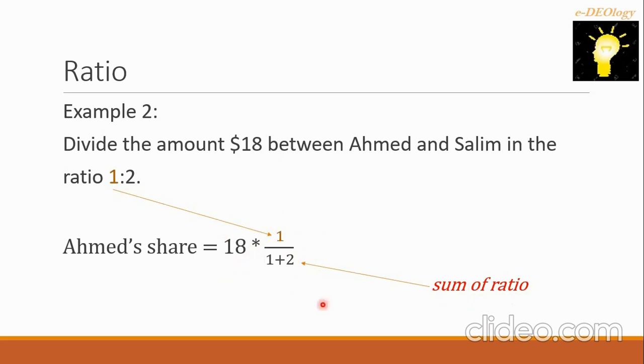Next, we will simplify. We multiply this 18 by the numerator 1, and then we get the sum of these numbers, 1 plus 2. So 18 times 1 becomes 18, and 1 plus 2 equals 3. Then we simplify: 18 over 3 is equal to 6, or we may write $6. So $6 is Ahmed's share of that $18.